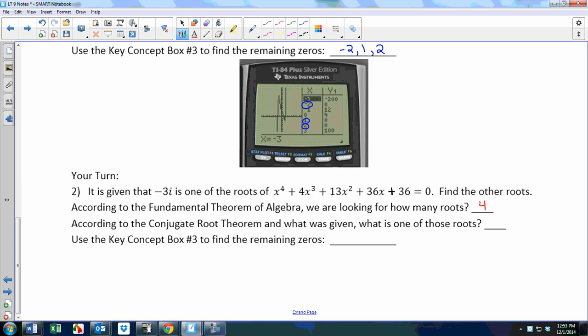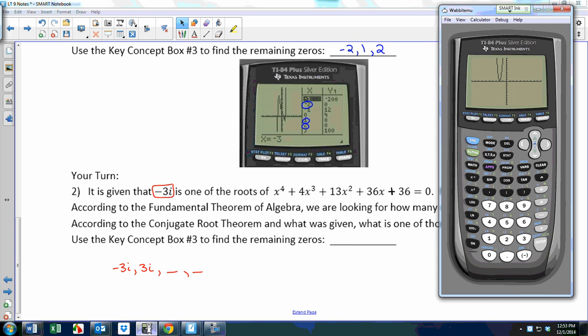Looking for 4. And using the conjugate root theorem, if negative 3i is one of them, what's one of the others? Positive 3i. So far, if we're making a list of the 4 answers, it's negative 3i and 3i, and we need 2 more. All right, so here's the picture again. Think about it. That looks like it's crossing at x equals negative 2, right? Or touching. And if you go to the table, it does say negative 2 comma 0.